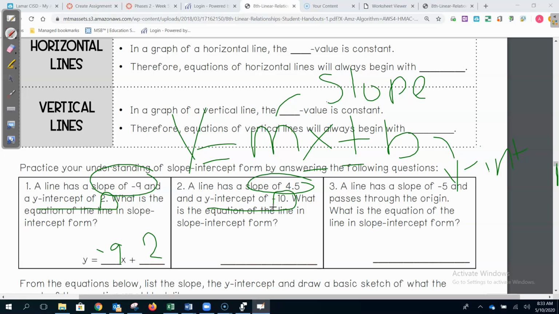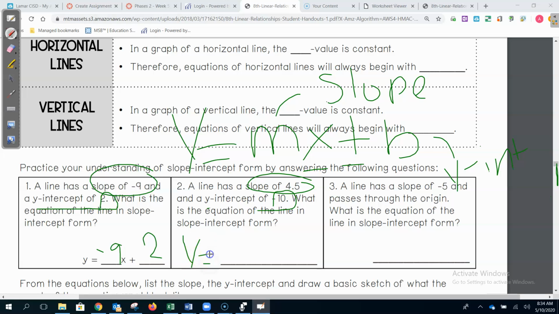Number 2, a line has a slope of 4.5 and a y-intercept of -10. They want us to write it. All we do is copy what they've done. Y equals, our slope is 4.5. Our slope is always next to an x, plus our y-intercept, and it is -10. So really, I would just get rid of this plus. Let me erase it and write it again because that looks messy. I know this whole thing kind of looks messy, but we're doing the best we can, right?